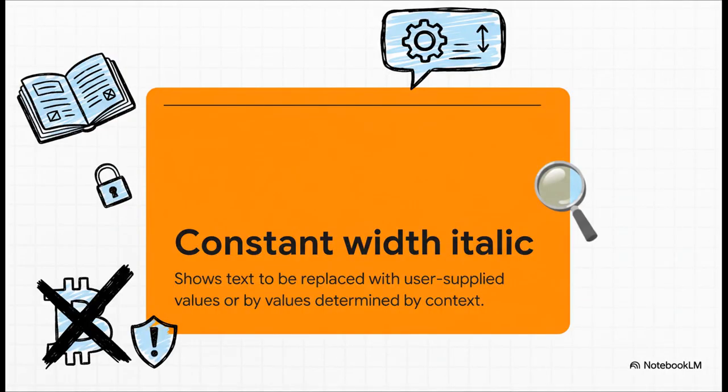And this is the perfect flip side to that. Constant width italic is a placeholder. It's the book's way of saying, okay, right here, I need you to pop in your own info. It might be your personal file name, maybe your IP address, or some other custom value. It's a blank that you have to fill in yourself.